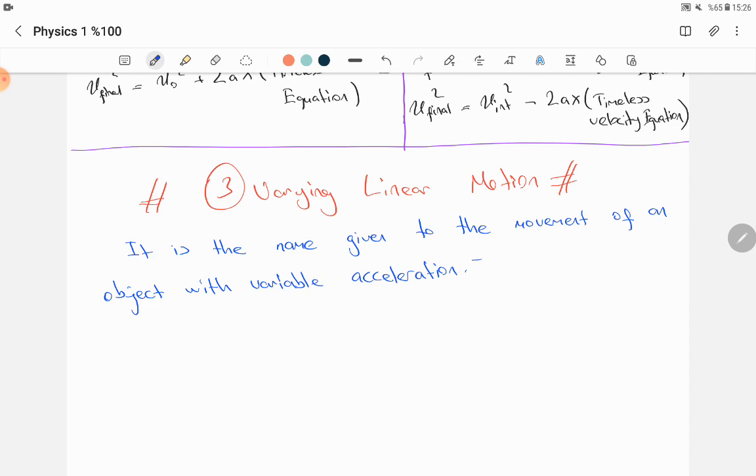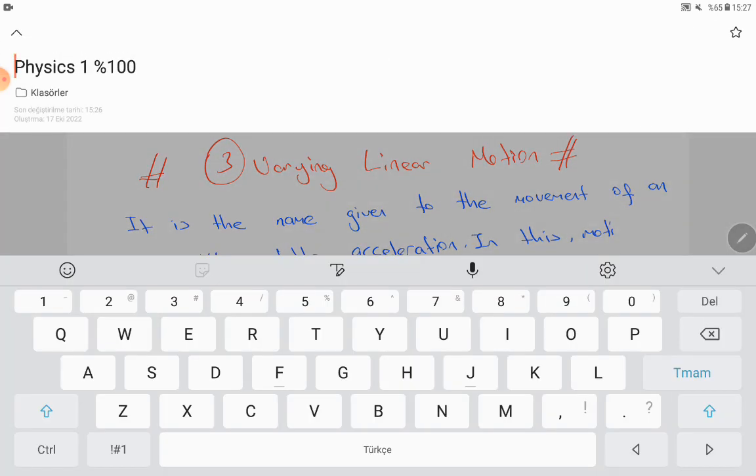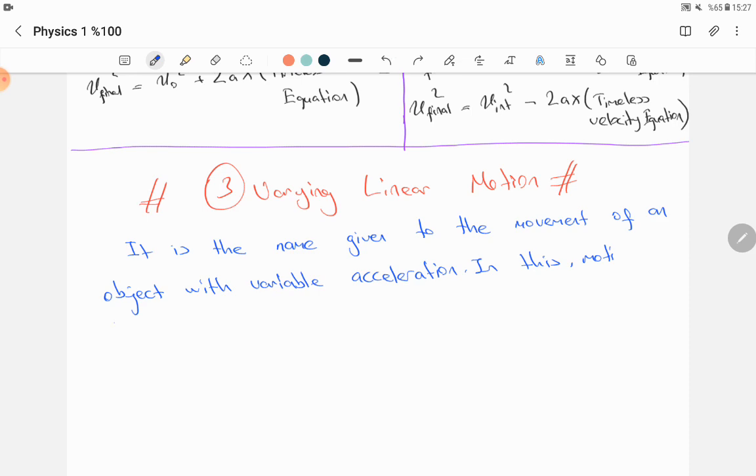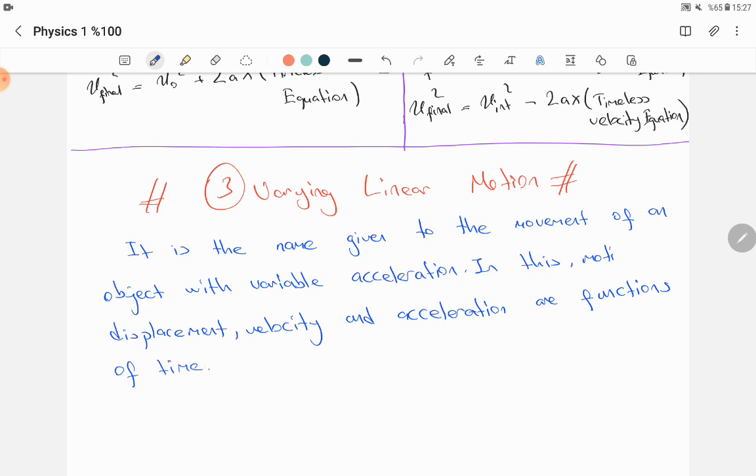In this motion, displacement, velocity and acceleration are functions of time. They depend on the time: displacement, motion displacement, and velocity.